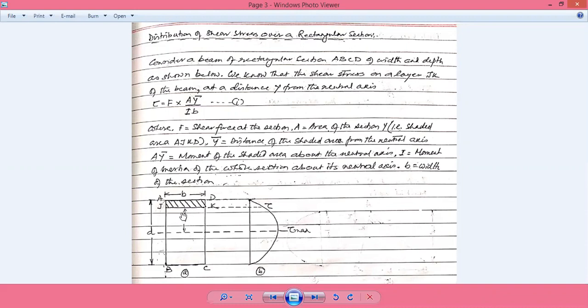If there is a CG somewhere at the central part of this rectangular section, the distance of that CG from the neutral axis is given by y dash, and A into y dash, where A is the area multiplied by the distance of the CG, is the moment of the shaded area about the neutral axis, because we are using the distance of CG from the neutral axis and the area of this shaded section A. Now the moment of inertia of the entire section is I. B is the width, meaning the distance between the two sections itself. Here, this is the width itself.